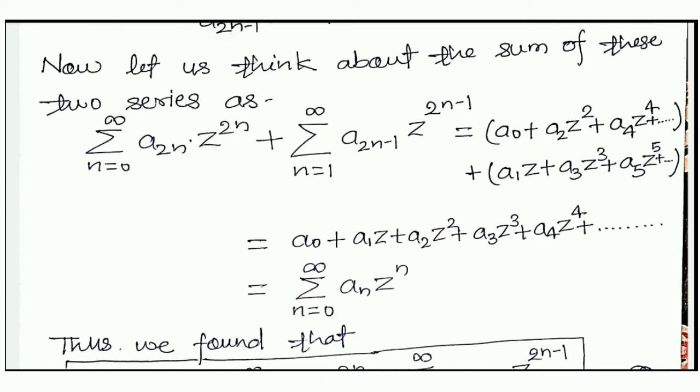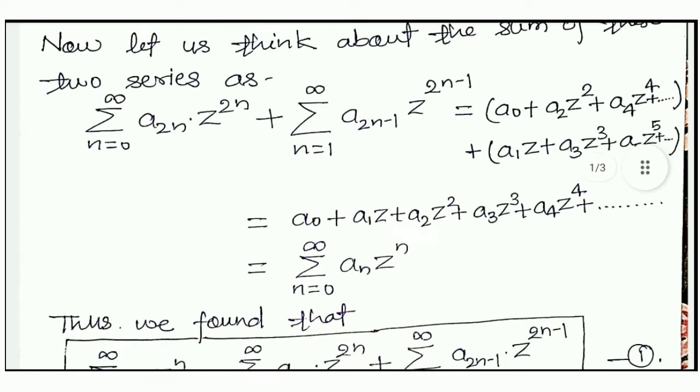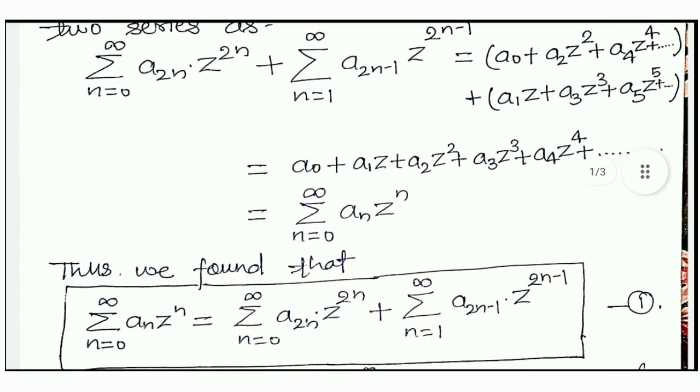If we expand the first power series, putting n equals 0 to infinity, this will give a_0 plus a_2 z squared plus a_4 z to the power 4 plus and so on. Similarly, if we expand the second power series, we get a_1 z plus a_3 z cubed plus a_5 z to the power 5 plus and so on. And if we open these two brackets on the RHS, we get a_0 plus a_1 z plus a_2 z squared plus a_3 z cubed plus a_4 z to the power 4 plus and so on.